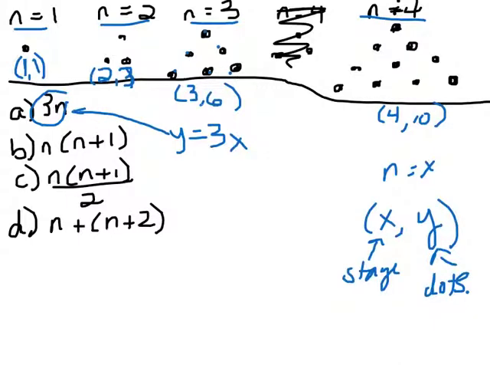So answer choice A would mean, do these points fit y equals 3x? If I put 1 into y equals 3x, if x is 1, 3 times 1 is 3. My y should be 3. Was my y 3? No, so it's not that one.